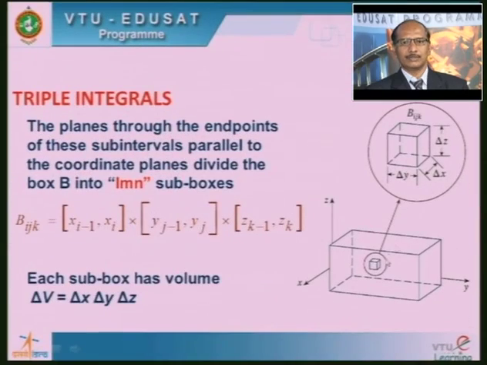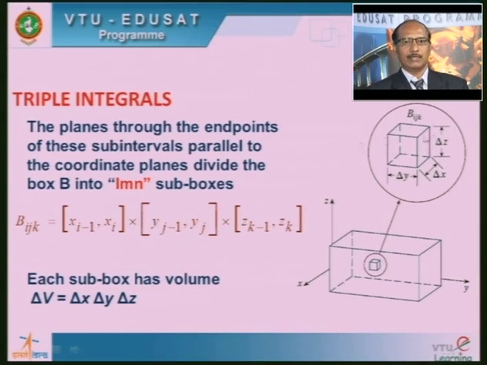You can see how it looks. So, every small box looks like this in the main solid region. This is the main rectangular box. You divide along x axis, y axis and z axis. You will get small rectangular solids here. How to divide them? Planes through the endpoints of these subintervals parallel to the coordinate planes. Divide the plane parallel to xy plane, parallel to yz plane, parallel to zx plane. In that way you divide it, you will get small rectangular boxes.